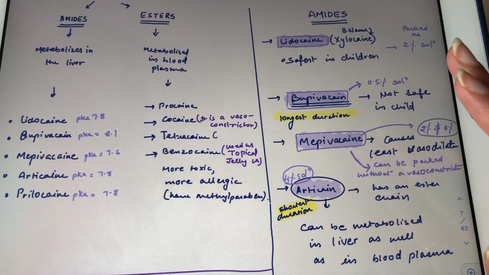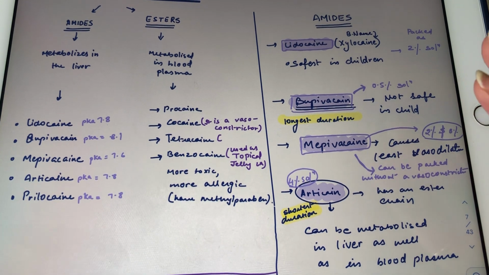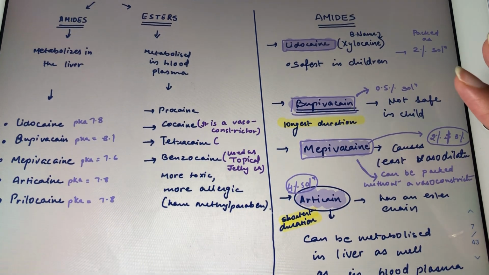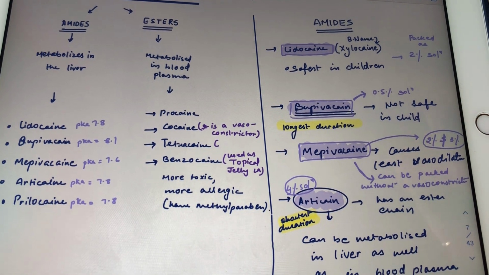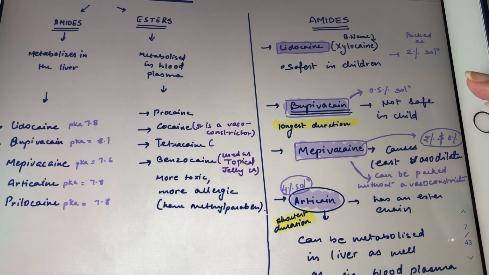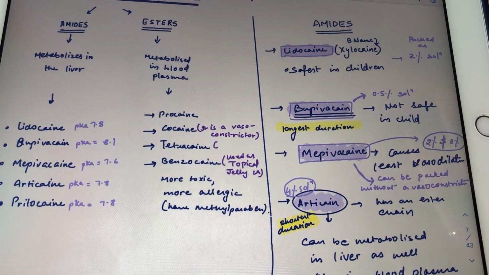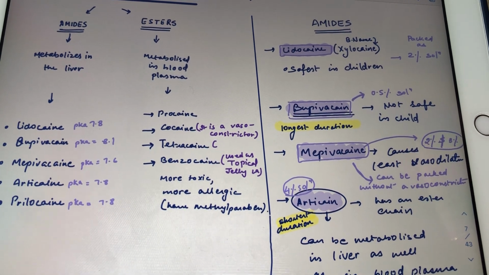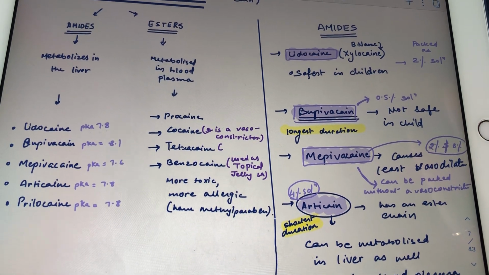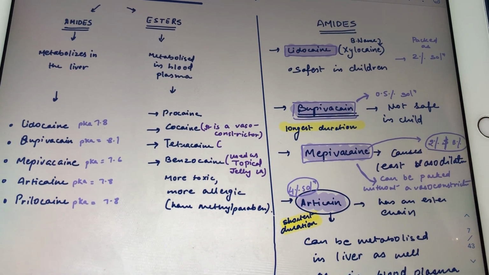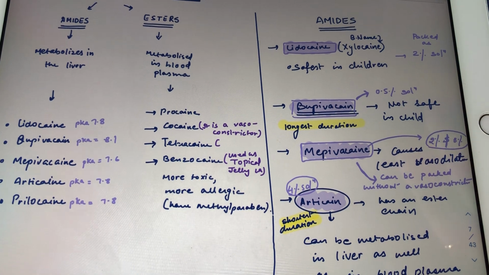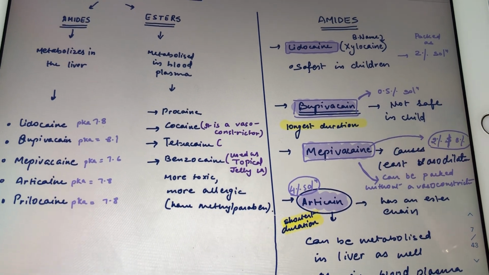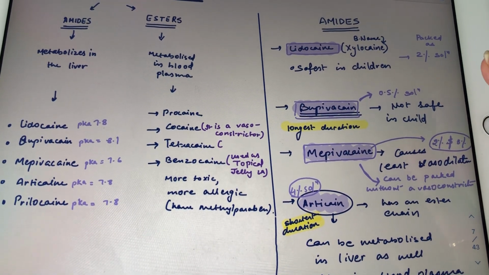Now, lidocaine has a brand name known as xylocaine. It is packed as a 2% solution. So if the question arises how much percentage of lidocaine is packed in a capsule, you can say 2% solution. Now, it is safest in children.